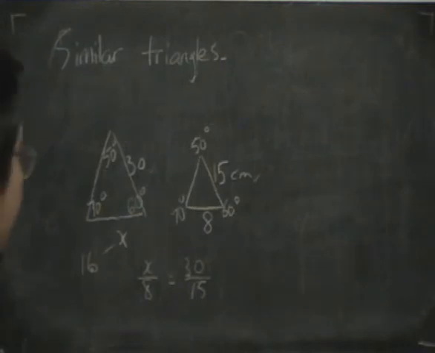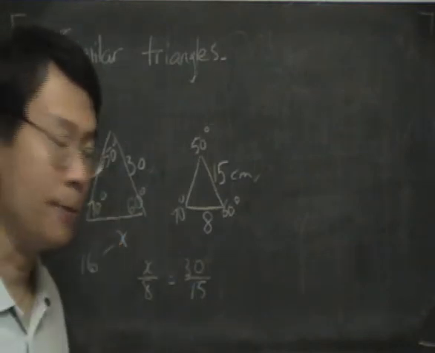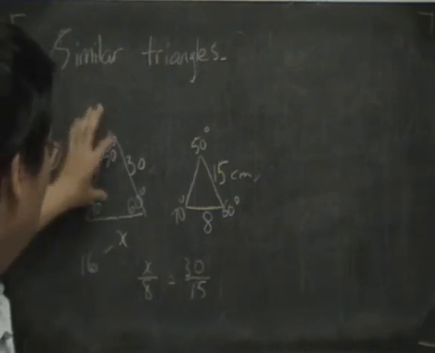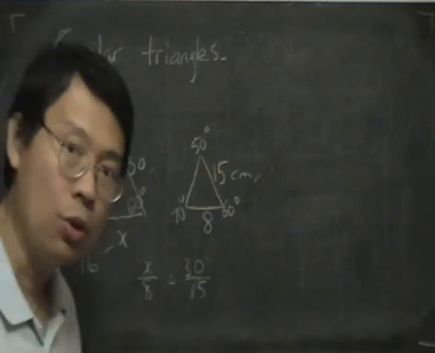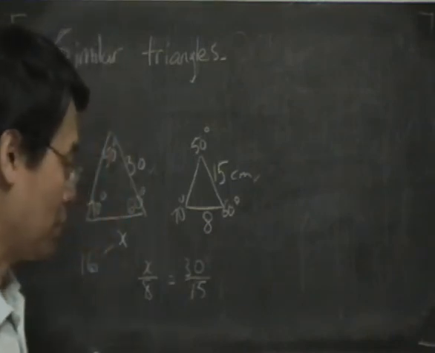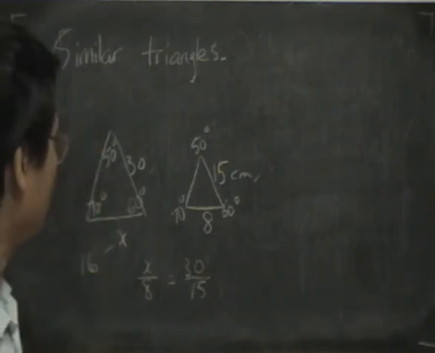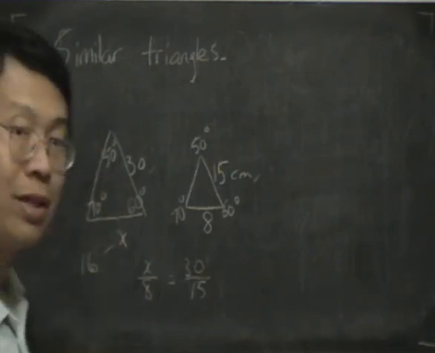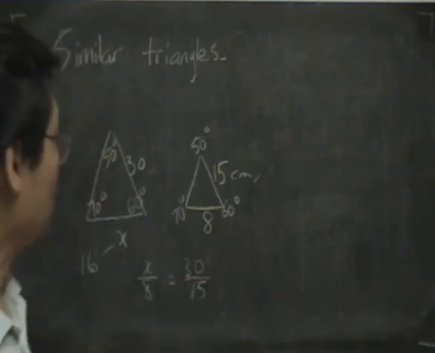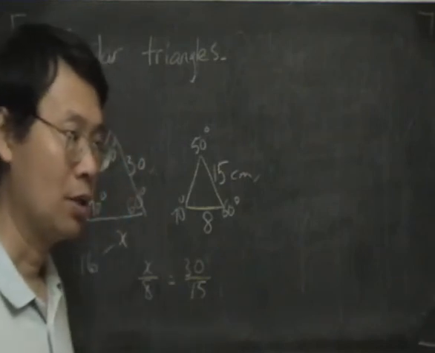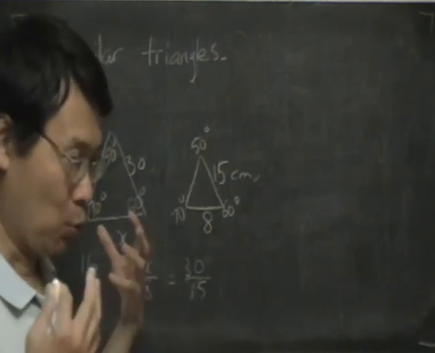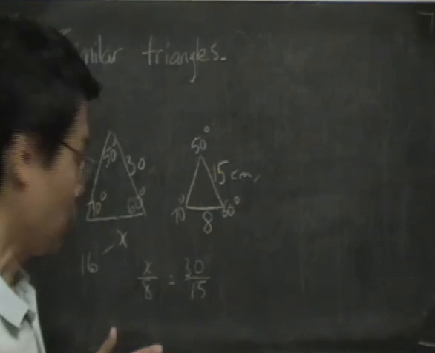Right, so what you see here is that even if you don't know all the angles and all the sides of the triangle, you can make use of this idea of similar triangles, if they are similar, to find out some of the sides and some of the angles. So in that sense, it's like congruent triangles, alright, in that you can use whatever information you have to help you solve the problem.